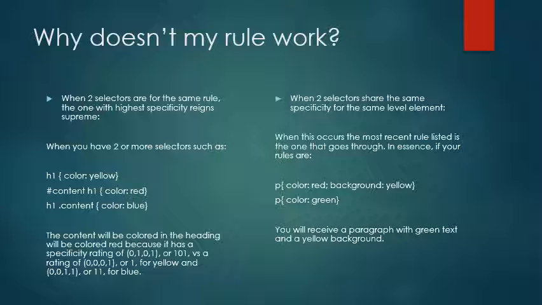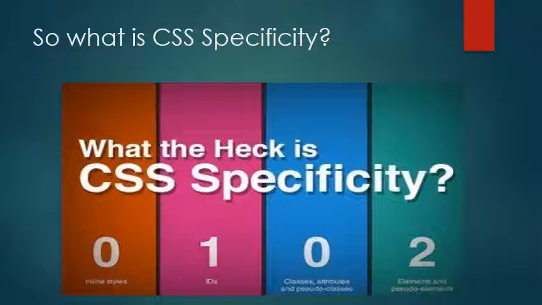Now when you have two selectors that share the same specificity for the same element, you go for the one that's most recent. In essence, if your rules are paragraph color red, background yellow, and paragraph color green, you will always receive a paragraph with green text and a yellow background, which would likely look terrible, but I don't know. The point is that the second paragraph selector will always overwrite the first one simply because it was mentioned afterwards. It always erases the first rule you wrote. So perhaps this is your intention, but I think for the most part it is better just to edit the rules you currently have.